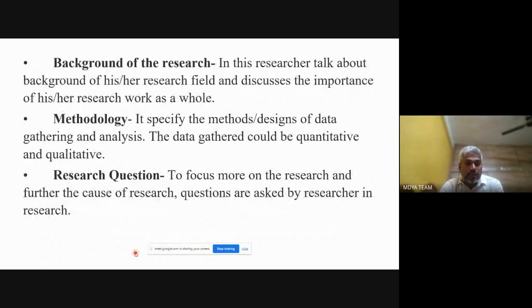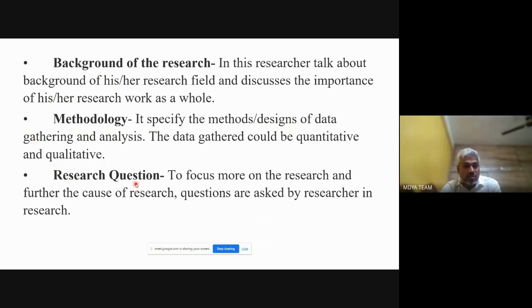Now, in synopsis writing, there are some very important points to include. First, there should be a background of the research. In this, the researcher talks about the background of his or her research field and discusses the importance of his or her research work as a whole. Next is methodology. It specifies the methods or design of data gathering and analysis. The data gathered could be quantitative and qualitative.